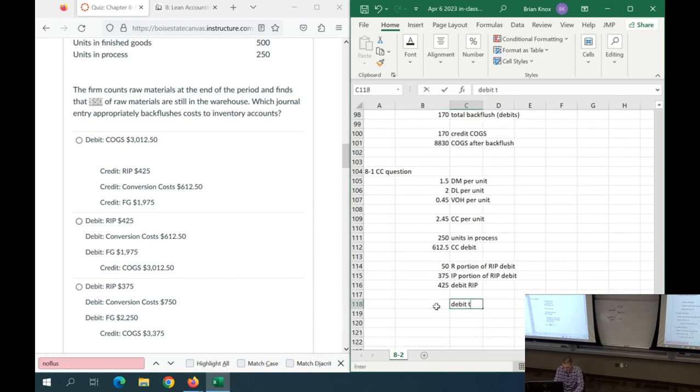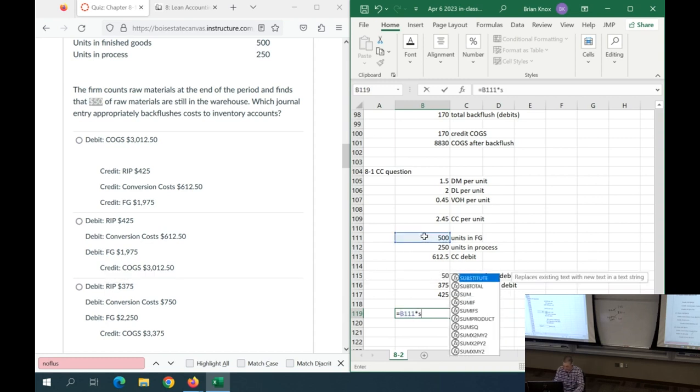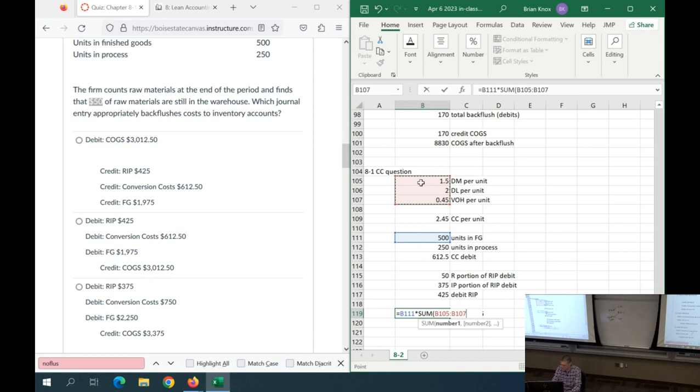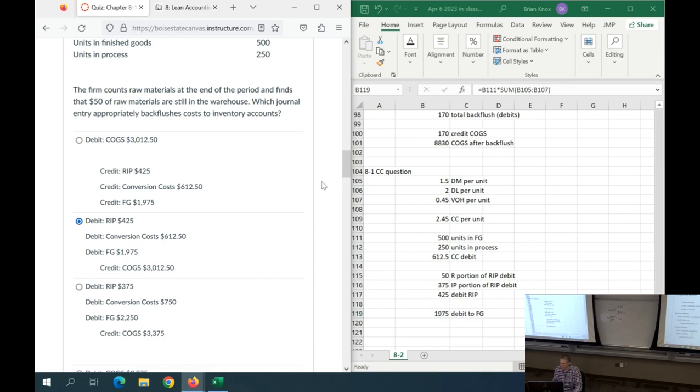And finished goods, debit finished goods. Oh, we didn't copy that down. 500 units in finished goods is 500 units times all the costs that are product costs because they're finished, 1975 right here. So triple confirmed that this is the right answer. Okay, is that all right? Perfect.